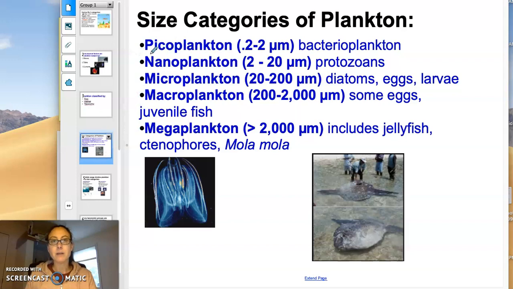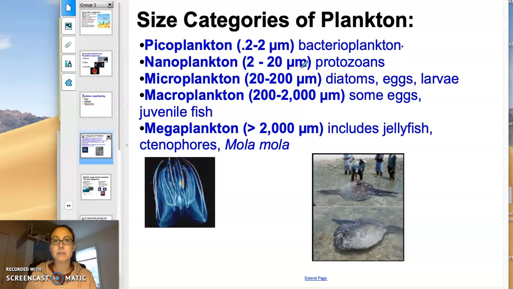Tiny picoplankton are maybe up to 2 whole microns, micrometers in size. So these are bacteria. Bacteria in the plankton are really important because they're going to be breaking down dead material. So these are the decomposers. They may also do photosynthesis.